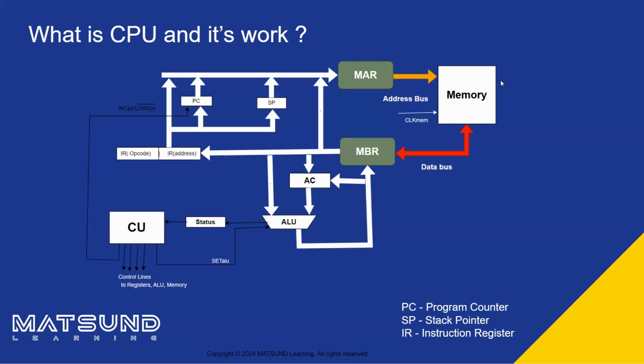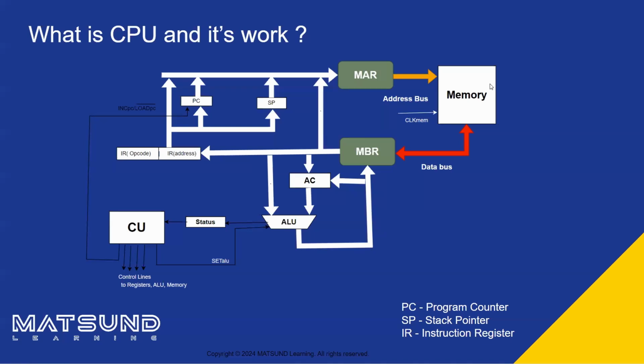The control unit directs the operation of the processor, telling the ALU what operation to perform. The ALU performs mathematical and logical operations. Let's understand the work of the CPU.